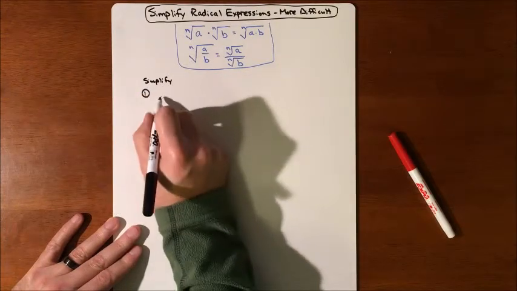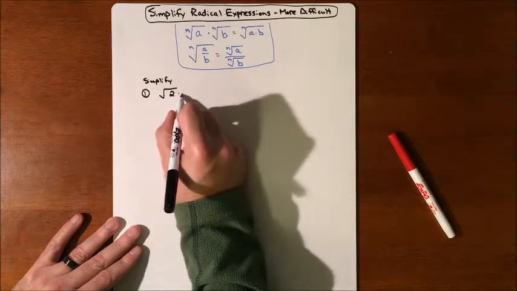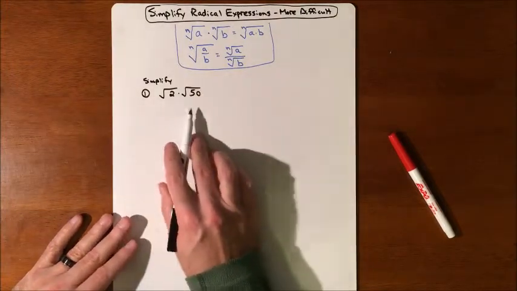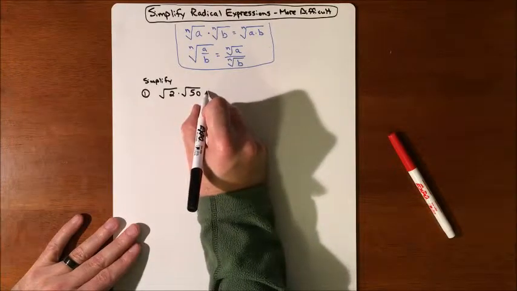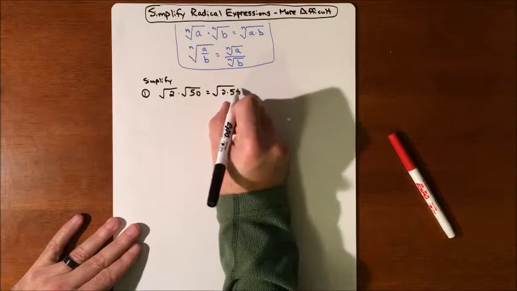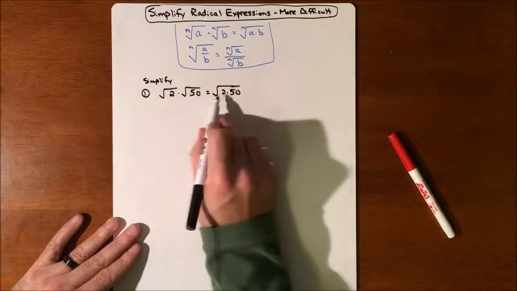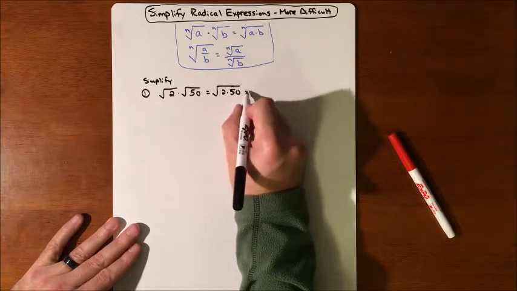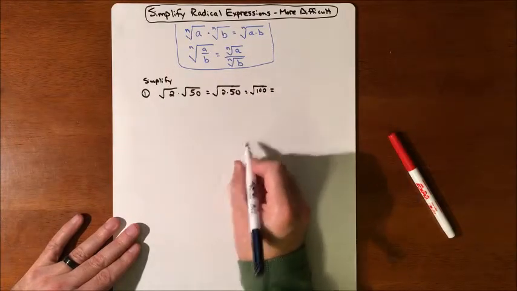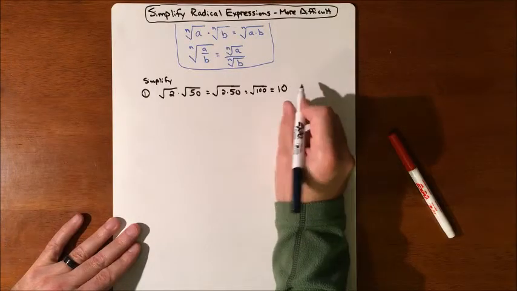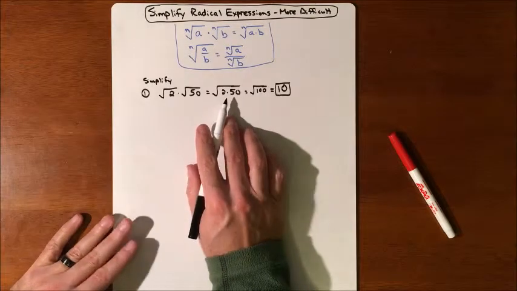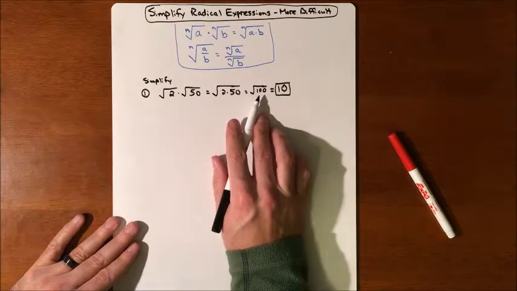So the first one, if you have the square root of 2 times the square root of 50. Sometimes it's good to just take these two values, they're both square roots, and combine them together. So since they're both square roots, they're still multiplied together, but we can multiply the 2 and the 50 together, which becomes the square root of 100, which now is a perfect square. So the square root of 100 is 10. There's a lot of different ways to do this, but sometimes it's just nice to throw them together, see what happens.